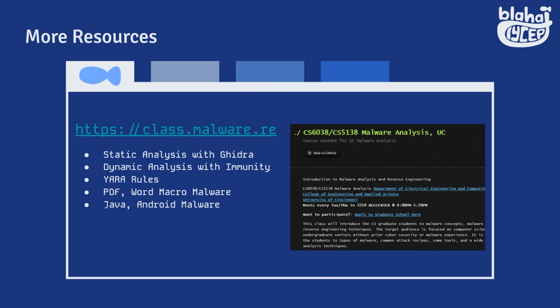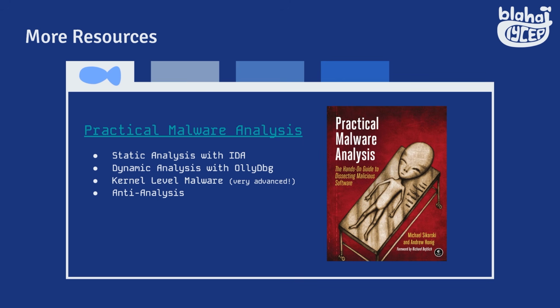Anyways, Detect It Easy uses signatures, and YARA rules are just even more complicated and more advanced signatures to help us identify specific strains of malware really quickly. It also touches on some types of malware that I simply had no time to cover in this course, which include PDF malware, Word document malware, Java malware, and Android malware.